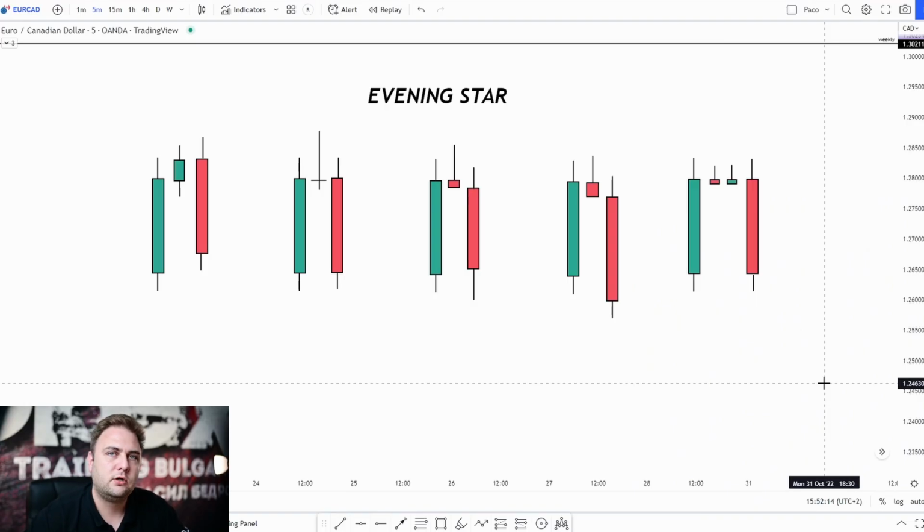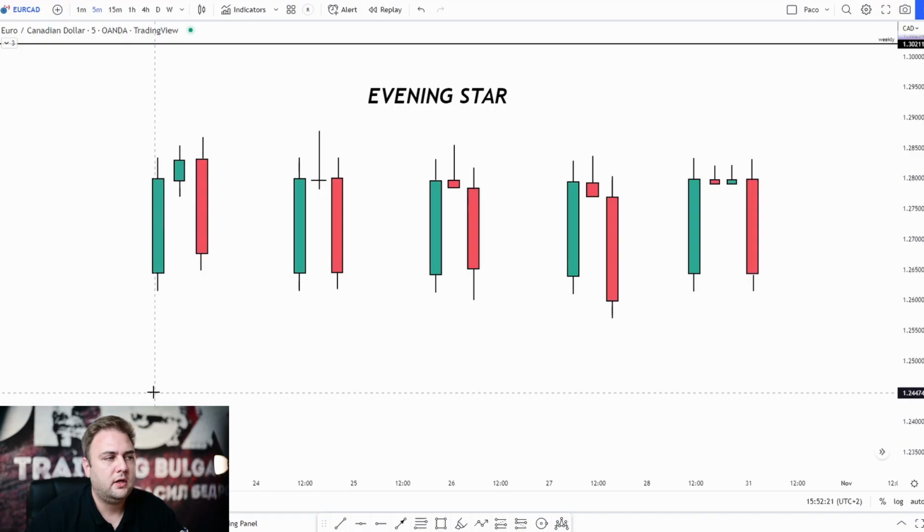The second one is called evening star. This is the opposite of morning star. It shows us that first the buyers had control over the market and this is the first big bullish candle. Then the second candle is a small candle that shows equality between the buyers and the sellers. And the third candle is a big bearish candle that shows us that the sellers are taking control over the market. After this candlestick formation, we expect a new bearish impulse wave.